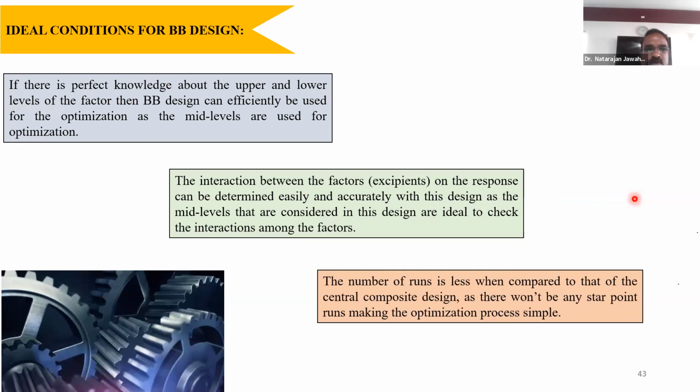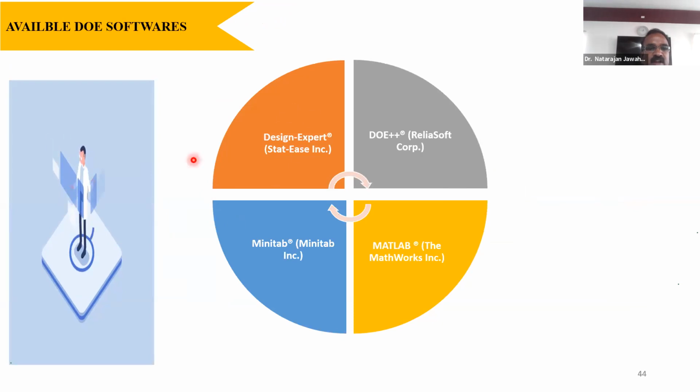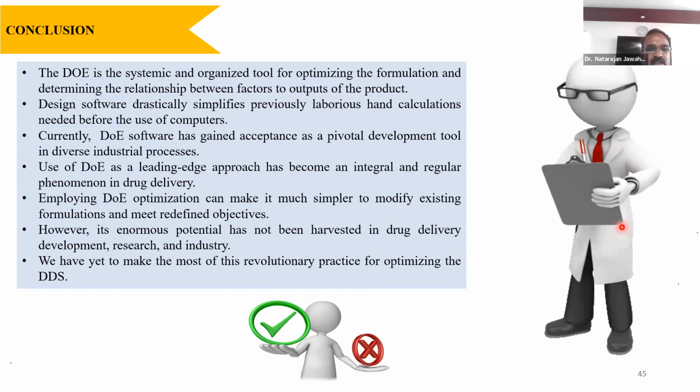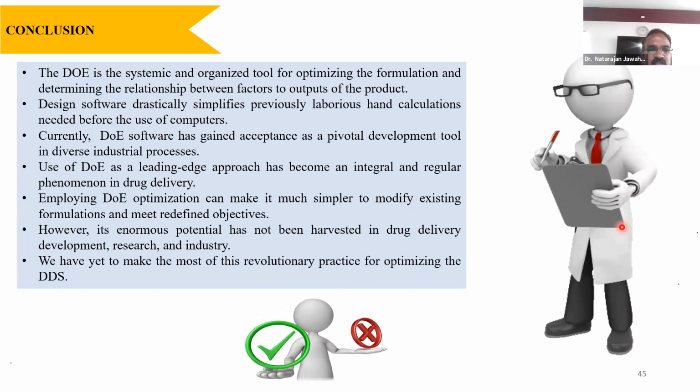So these are some of the software available for design of experiment. One is Design Expert, which is what I have shown. Apart from that, DOE++ is one software. Minitab is there. MATLAB is there. Anything you would like to work with or adopt, you can adopt, and you can easily optimize your formulation. So coming to the conclusion, DOE is a systematic and organized tool for optimizing the formulation and determining the relationship between the factors and the output of the product.